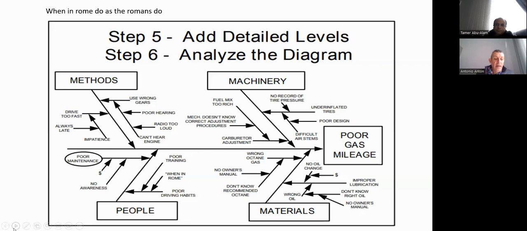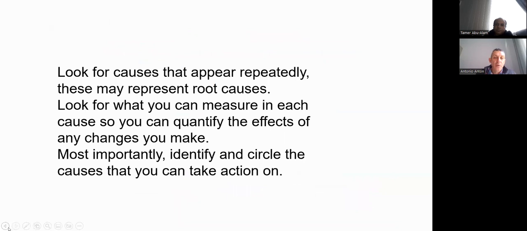So overall, look for causes that appear repeatedly. You need to focus on the causes that appear repeatedly. Look for what you can measure in each one, try to quantify, and identify in a circle the causes that you can take action on. So three things are really very important. Take action on it, so where you can take action. Look at whether these effects are repeated.